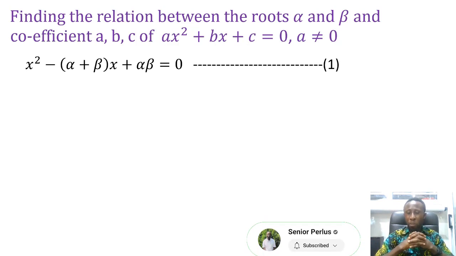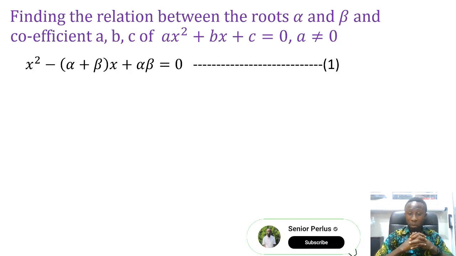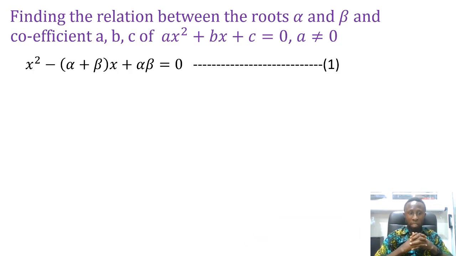This is what we proved when we were forming the roots. We said that s squared minus (alpha plus beta) s plus alpha beta equals 0. When we learned how to form a quadratic equation, we said that it is s squared minus the sum of roots plus the product of roots, right? So this is our first equation. We are continuing with that one.